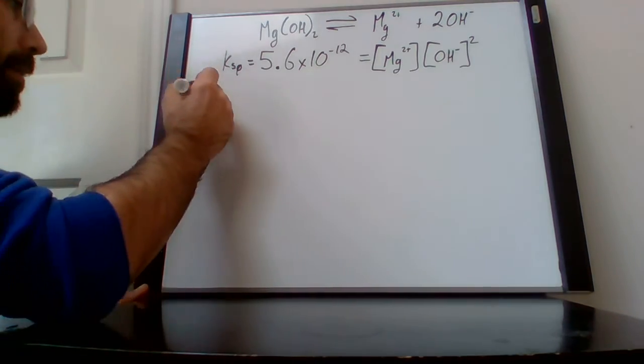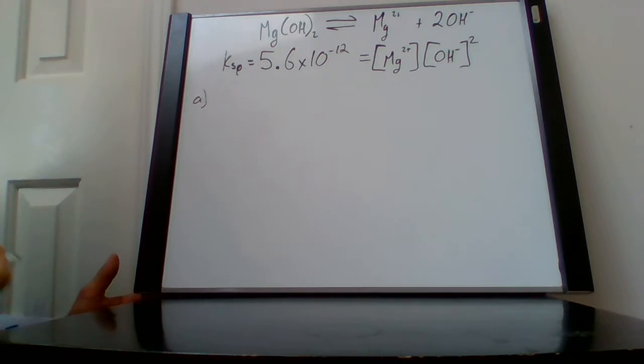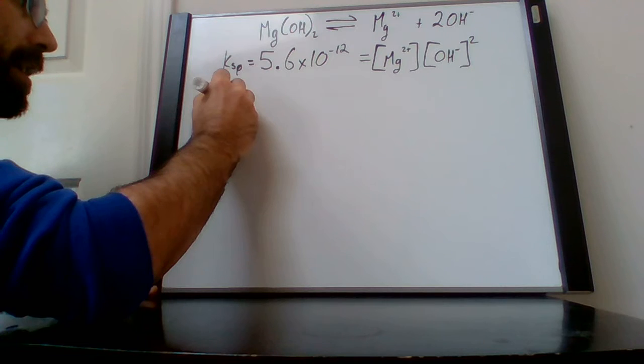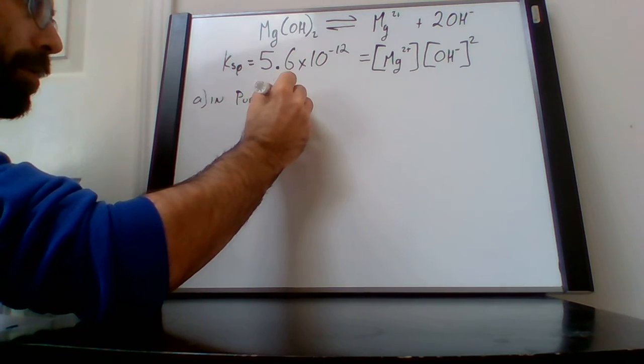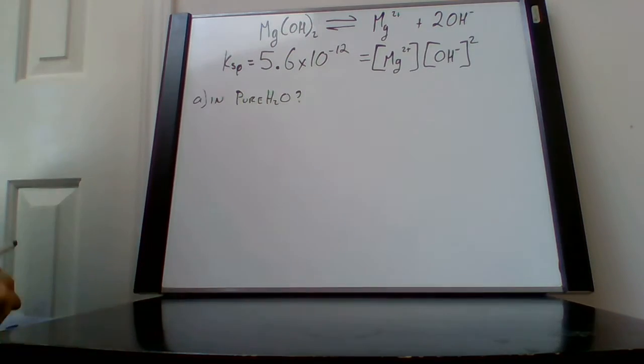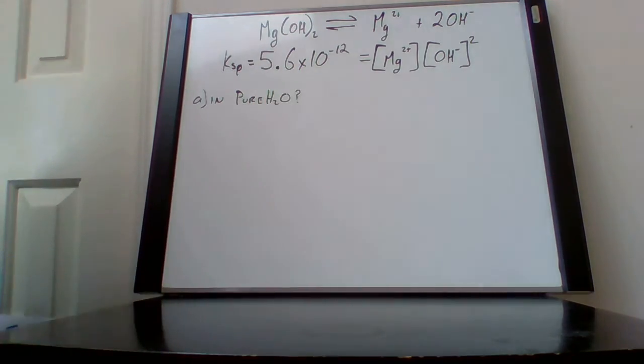So we have this situation going on here now. If I look at part A of this example, what is the solubility of magnesium hydroxide in pure water? So I want to find that solubility in pure water.